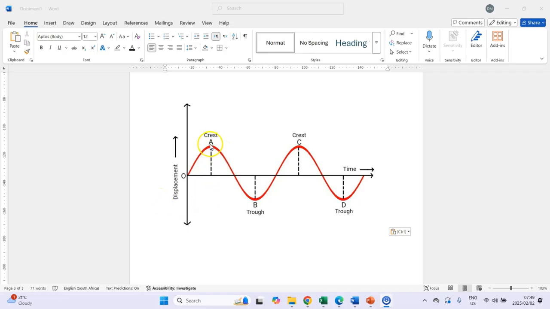Now, the distance from crest to crest would be the wavelength. But we were told that the distance from the crest to the nearest trough is 2.5 centimeters. So you need to realize from that that that represents half a wavelength. Therefore, a full wavelength would be 2.5 centimeters plus 2.5 centimeters, which is 5 centimeters, which needs to be converted into meters.